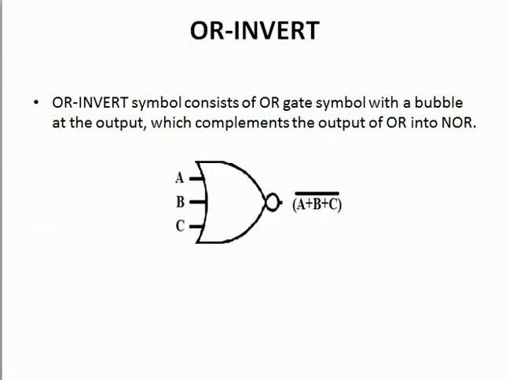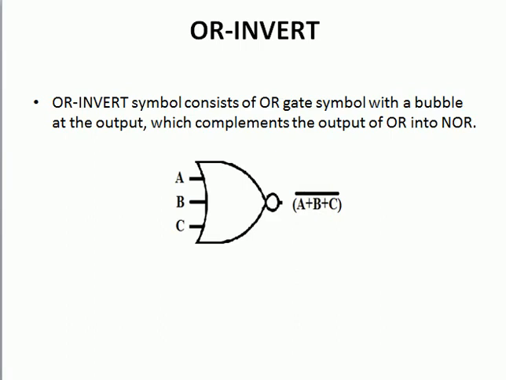So here is the OR invert, as OR is coming before this invert. That's why here we have OR and after that invert, so it is known as the OR invert. The OR invert symbol consists of the OR gate with a bubble at the output. Here this bubble will complement the output. So here we have A, B and C. At the output we will get (A plus B plus C) whole complement, and that is equal to A complement dot B complement dot C complement.